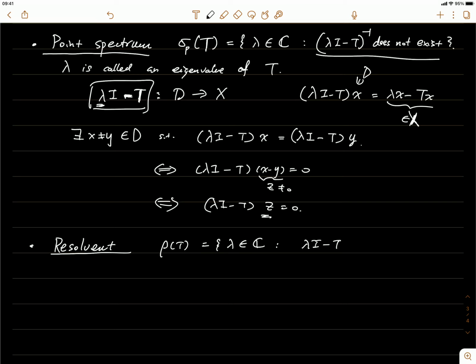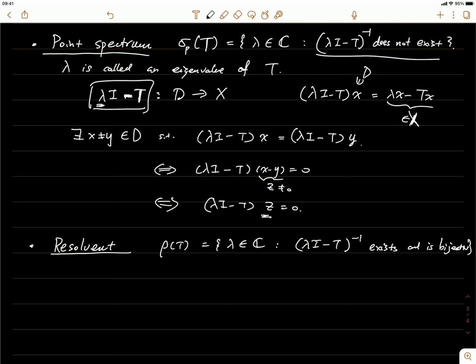The rho of T here is called the resolvent, and that is a collection of complex values such that this inverse does exist and it is bijective.